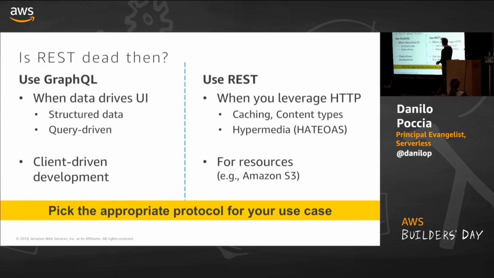But of course, you must continue to use REST when you want to leverage all those amazing features of the HTTP protocol, like caching, like media support, like content types. And also, if your data really maps very well to a resource, then REST is the correct protocol. For example, we use REST for Amazon S3. It's a resource where you create a bucket, then you can put data and get data, so it maps very well to REST. It doesn't make sense to change that interface.